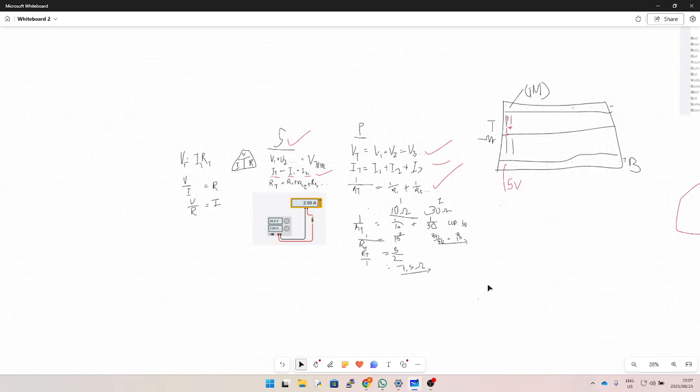I just wanted to ask if you could give an example of the calculations. Let's say it's a parallel circuit, and then Sir gives us the values of two resistors, but then he asks us to find the other one. How would we do that?